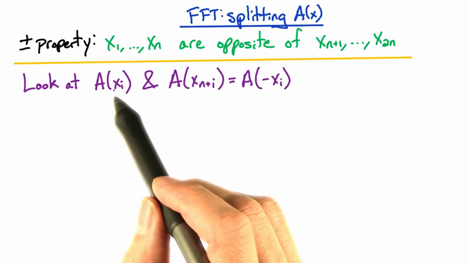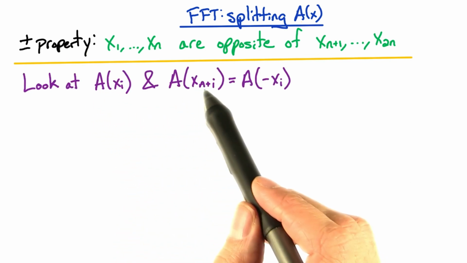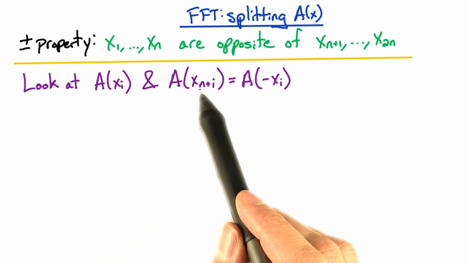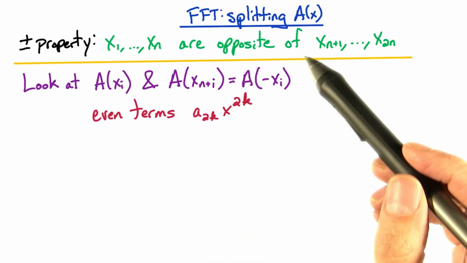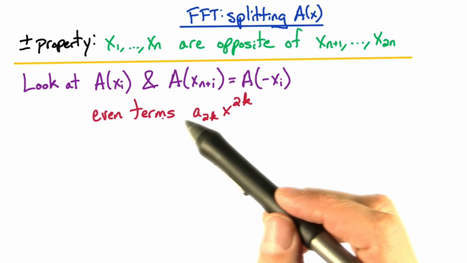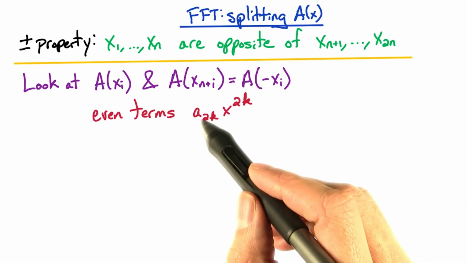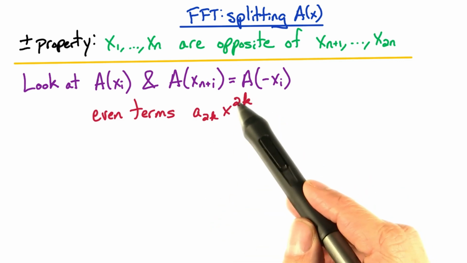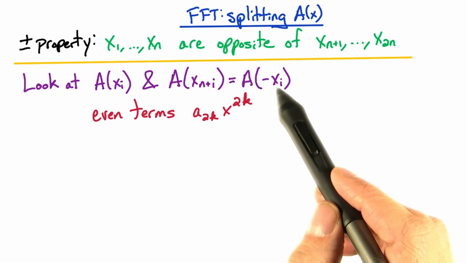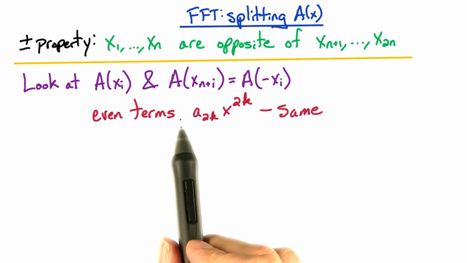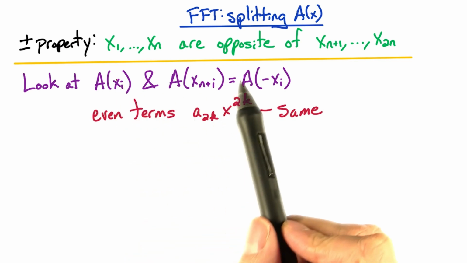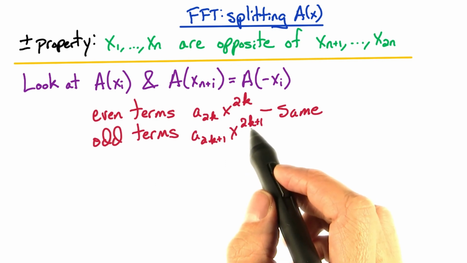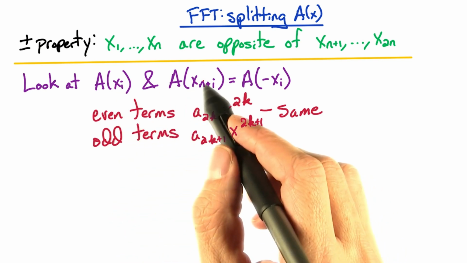Let's look at a evaluated at the point xi and a evaluated at the point xn plus i. Since we're assuming the plus minus property, these two points are opposites of each other. Now let's break up this polynomial a of x into the even terms and the odd terms. Even terms are of the form a2k times x raised to the power 2k. Since the power is even, this is the same for xi and negative xi. So these even terms are the same for the point xi and the point xn plus i. Now what about the odd terms? Well, since it's an odd power, it's going to be opposite for xi and xn plus i.